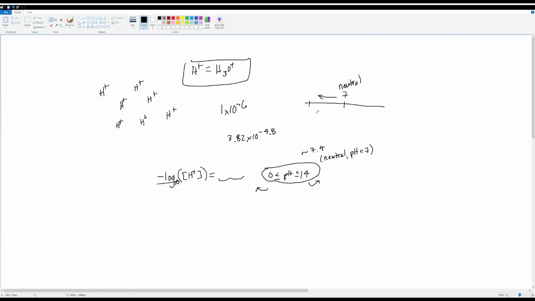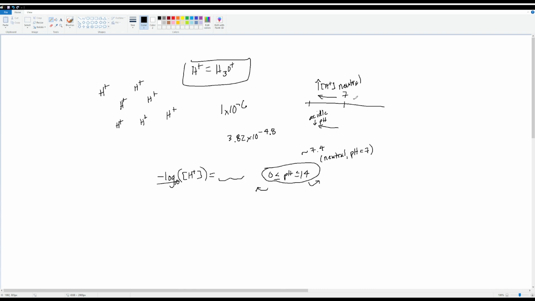Below 7, we are increasing the H plus concentration. If we're increasing the H plus concentration, we're making this area more acidic. So our pH will be decreasing. As we go this way, H plus concentration is increasing and our pH is decreasing, which is completely counterintuitive, but that's the nature of this negative log scale.